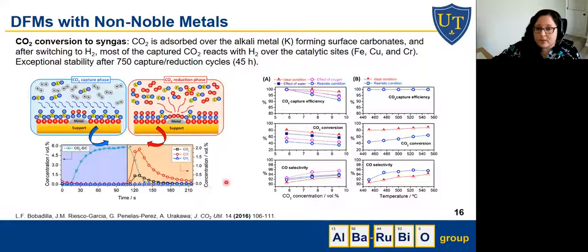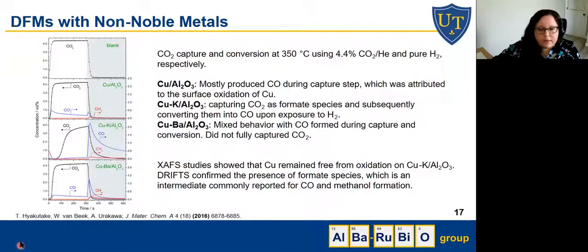And even when this material used non-noble metals, they found that the material was stable under ideal flue gas and also under more realistic conditions involving oxygen and water. Another example in the literature has used copper, which is something that we are very interested in our lab. In this case, they used copper alumina and promoted it with potassium and barium. They found that when promoting with potassium, as we can see here, we can capture CO2. And then once we switch to hydrogen for the hydrogenation, we produce CO, and also a very small amount of methane.